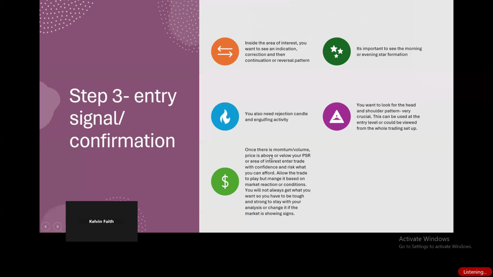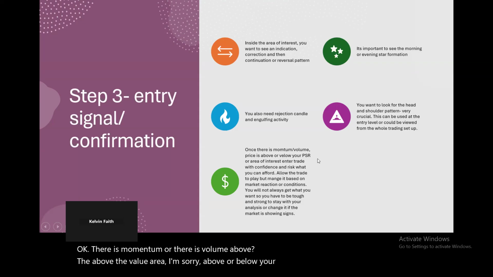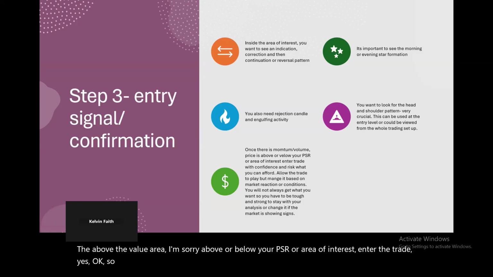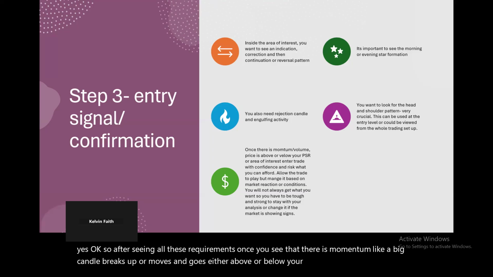Yeah, so once there is momentum or there is volume above or below your PSR or area of interest, enter the trade. Okay. So after seeing all these requirements, once you see that there is momentum, like a big candle breaks up or moves and goes either above or below your PSR, you can enter the trade.